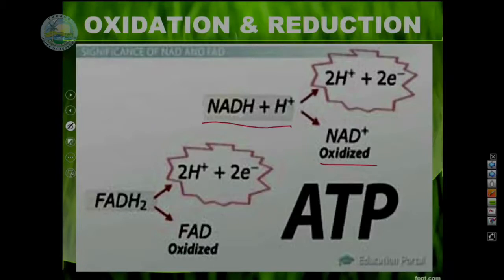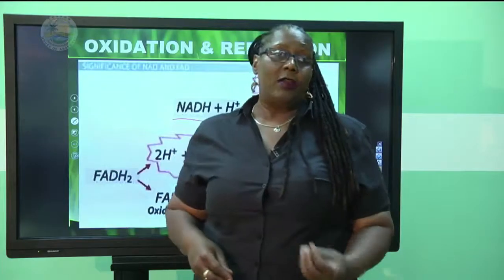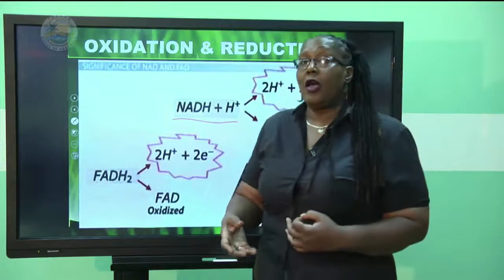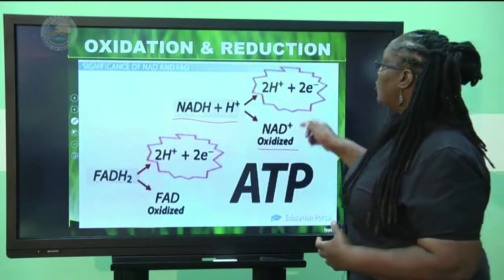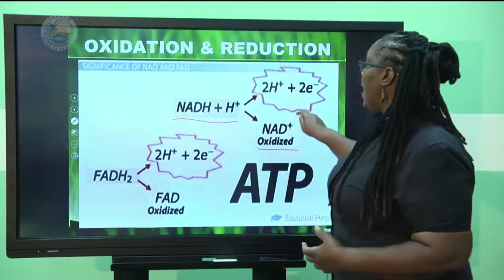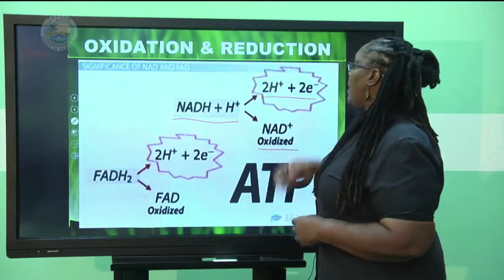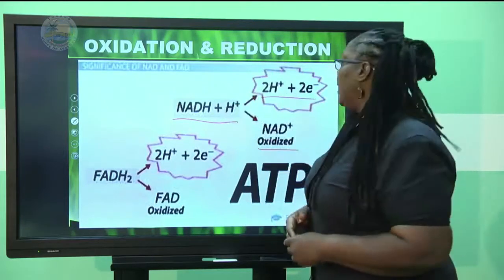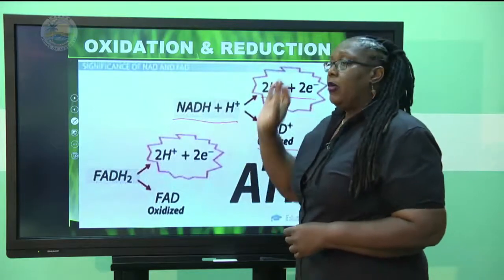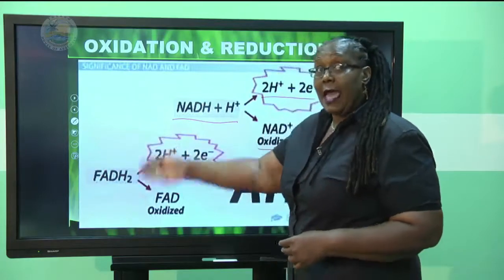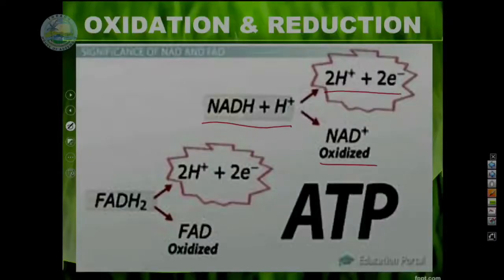Remember, oxidation is the removal of hydrogen, or the removal of electrons, or the addition of oxygen. Good? While reduction is the opposite. Reduction is the gaining of a hydrogen, or the gaining of an electron, or the removal of an oxygen. And so you can see NADH plus H plus ions can be broken down to NAD, which is oxidized, and you now have hydrogen ions plus two electrons available, and these in turn can be used within the electron transport chain eventually to cause the reduction of oxygen to form water at the end of the electron transport chain.